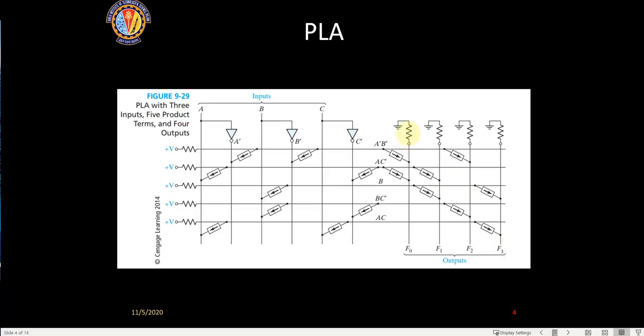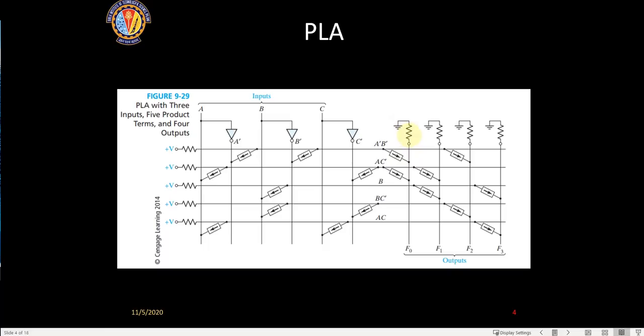Now can somebody tell me what is the use of these resistances? Is it required? Is it to absorb any sort of heat? No, it is required because this line has to become 1 when this is high. We can't connect a ground directly here. If you connect a ground here, when A dash B dash goes high, the 5 volt will come here and get grounded, it will get shorted. So you have to put a resistance here.